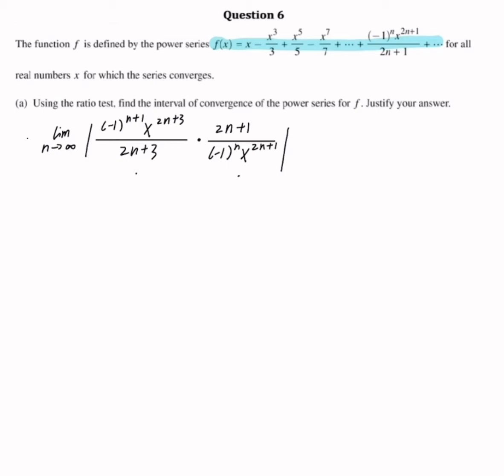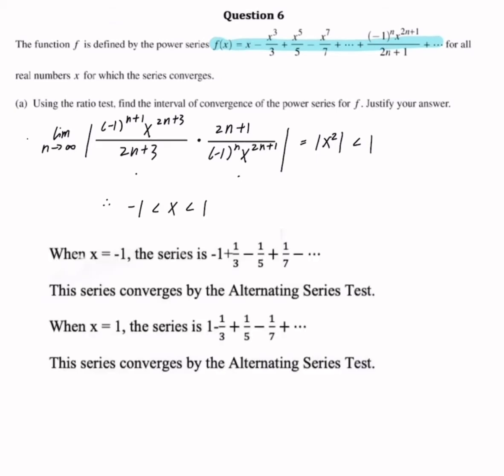Basically, we substitute n plus 1 into the nth term, and then multiply it by the reciprocal of the nth term and put it in absolute value. Now we can just cancel out things that can be canceled, and then we get x squared in absolute value. And this converges when it is less than 1. So we know this series converges absolutely for -1 < x < 1.